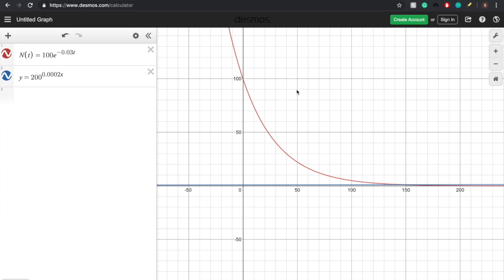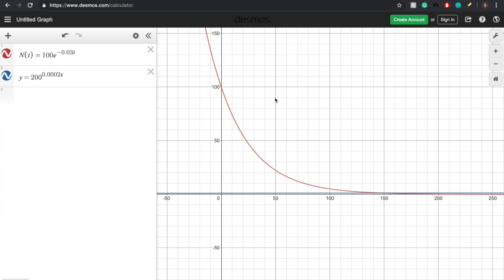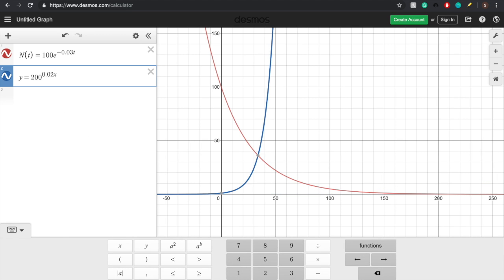And then also our graph is going the opposite direction of this graph here because our number is negative. So if I change this to negative 0.02x, we would see that it is going the same way. And this makes sense that our graph is going this way because it is decaying and not growing. So this is just a general understanding of the function, and I think it'll help you understand the questions that we're going to get into better.